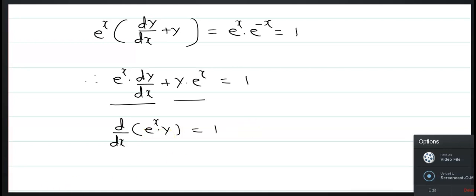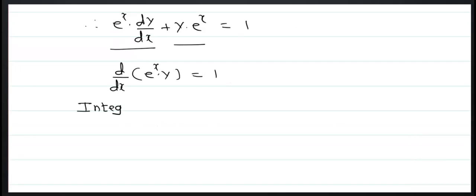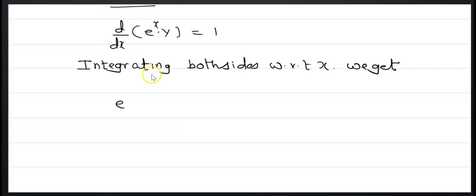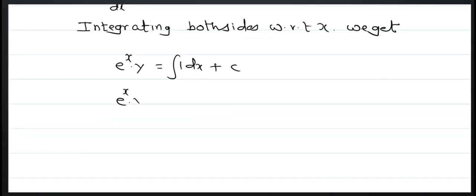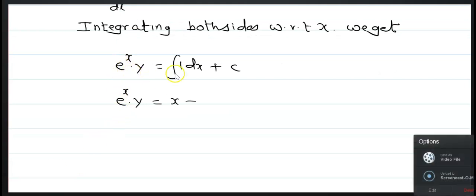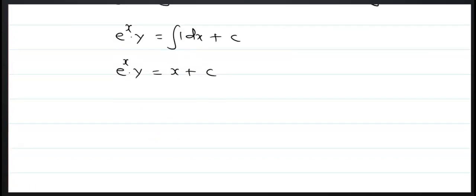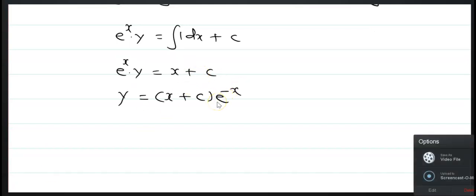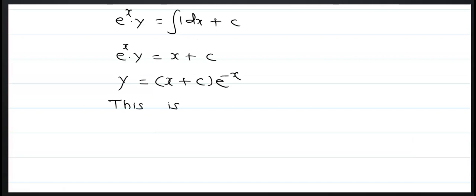Now, integrating on both sides, the differentiation sign and the integration will get cancelled. Then you will get e raised to x into y is equal to the integral of 1 dx plus c. That is e raised to x into y. The integration of 1 dx is x plus c. Therefore, y is equal to (x plus c) into e raised to minus x. This is the general solution.